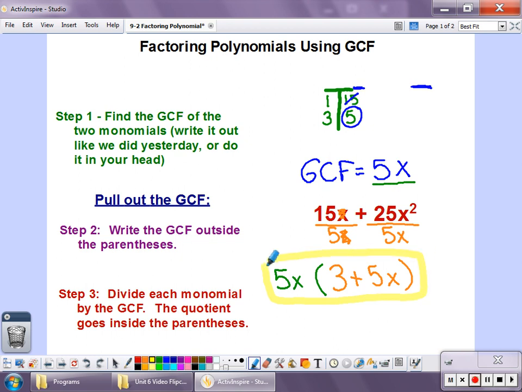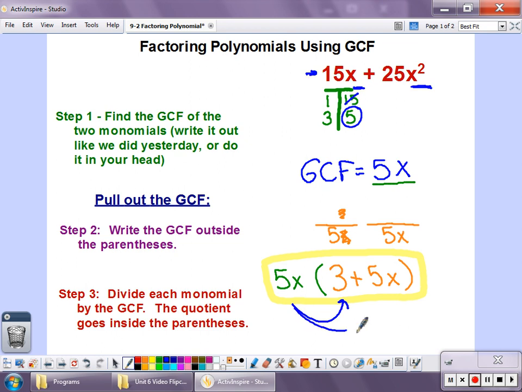Now when I say factored form, what I want to do is end up with a multiplication problem, the two factors that will give me this original problem that I had. So if we move this back up here, let me show you how this works. If I were to distribute this, 5x times 3 would give me this 15x from my original problem, and this 5x times 5x would give me this 25x squared. So that's how I can tell I did the problem correctly.